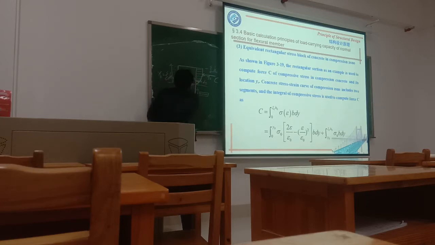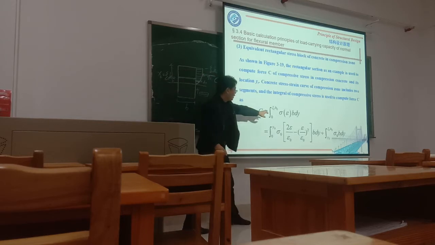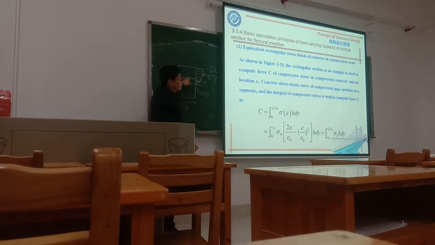Sigma epsilon means the stress value on this part or at this area. The force equals B multiplied by dy, which is the area. You know the area, you know the stress, sigma epsilon. Then multiply this, and this part is the force in this small part area.